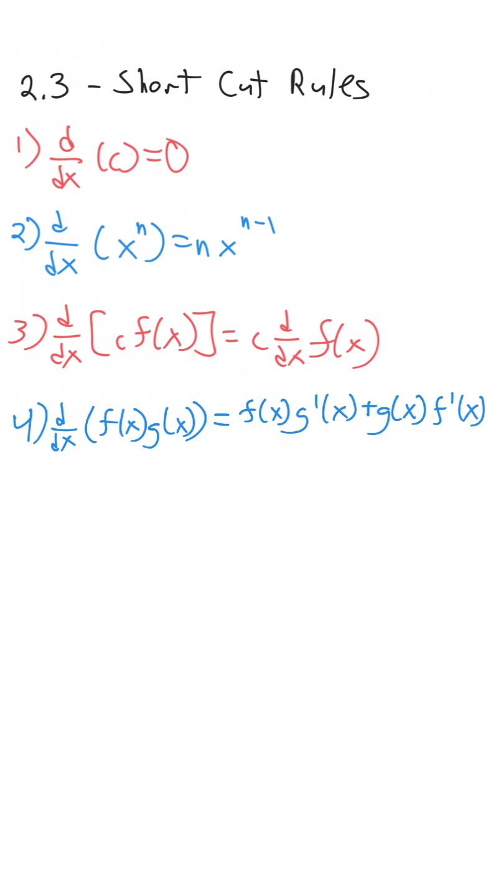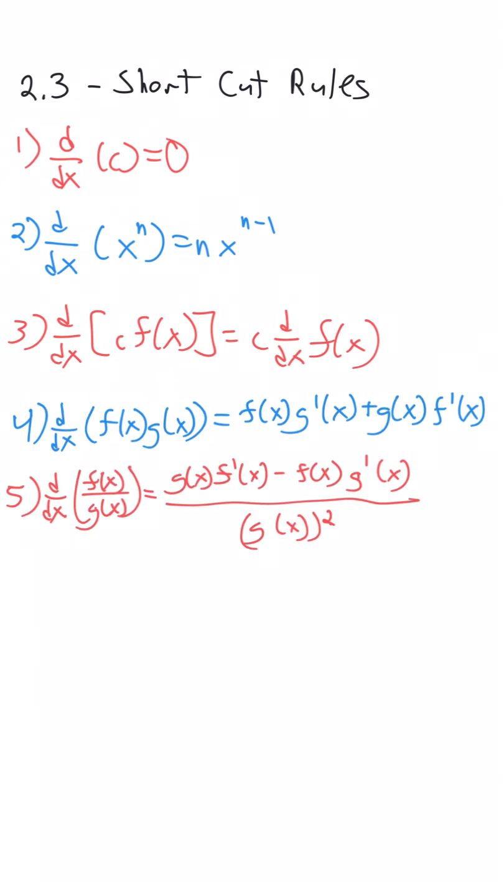The next rule is a more advanced rule called the product rule. If I have a function that is a product of functions, we'll call it h of x, that's the product of f of x and g of x. Well then, if I take d/dx of f of x times g of x, I'll get f of x, g prime of x plus g of x, f prime of x. In other words, the first times the derivative of the second plus the second times the derivative of the first.